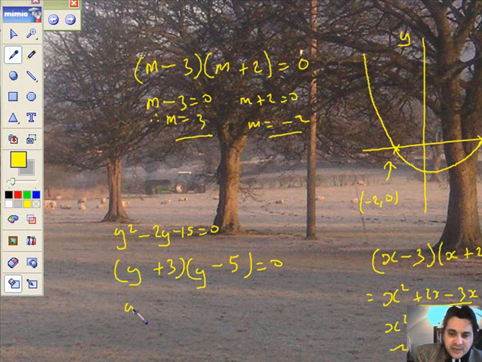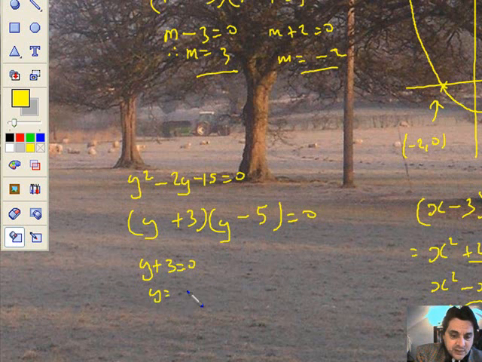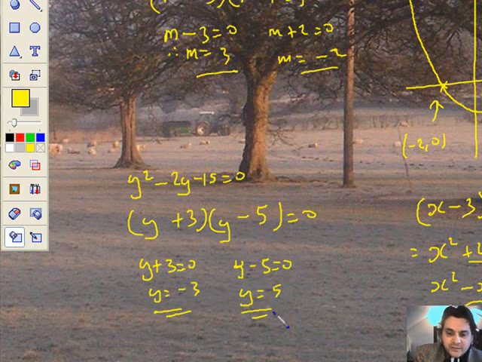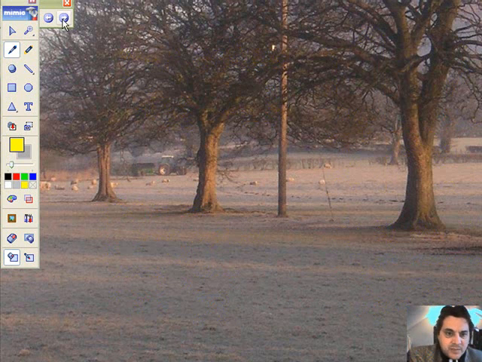Right, each little bit then is worth 0, so y plus 3 is nothing, so y equals minus 3, and y minus 5 equals 0, so y equals, take it over next door and add it, 5. Two solutions. Peasy peasy. Right, anything half decent here? Let's just do this one.